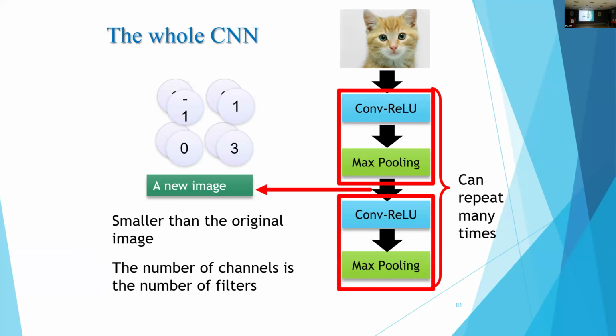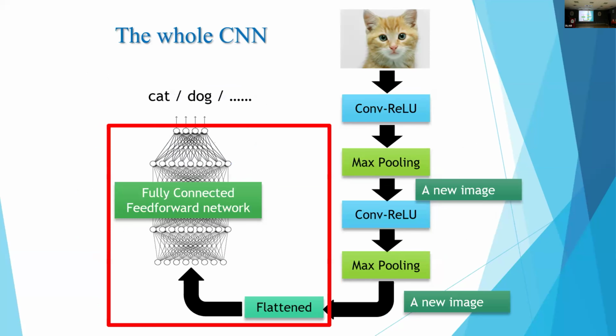The number of channels is the number of filters. Again convolution, max pooling. This process continues. We will have a transformed representation of the feature map. Then finally, we will flatten it and feed it to the fully connected layer. Ultimately, the classification score.